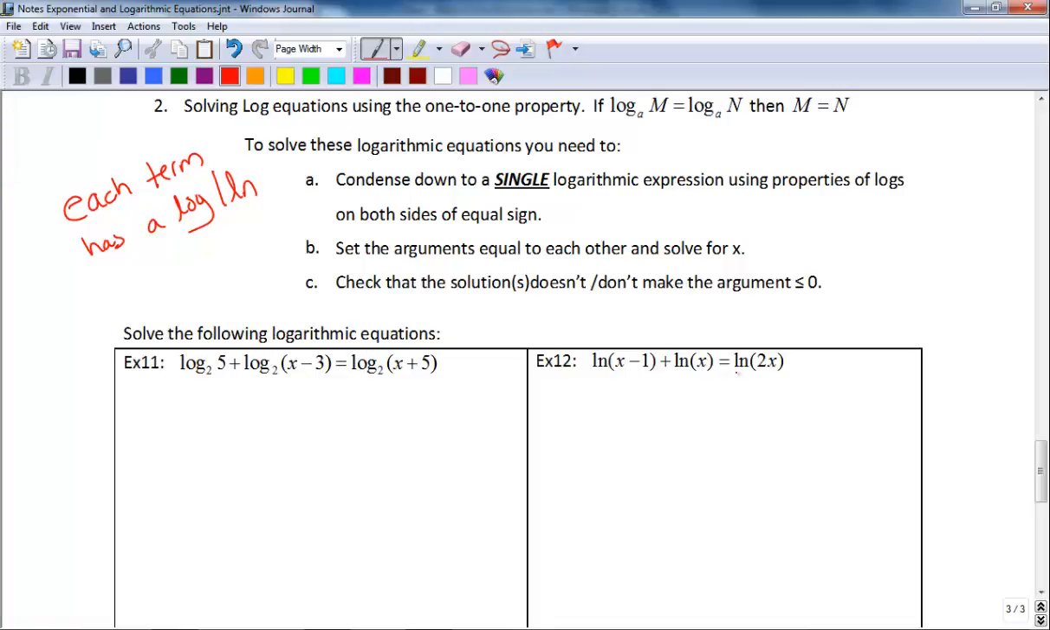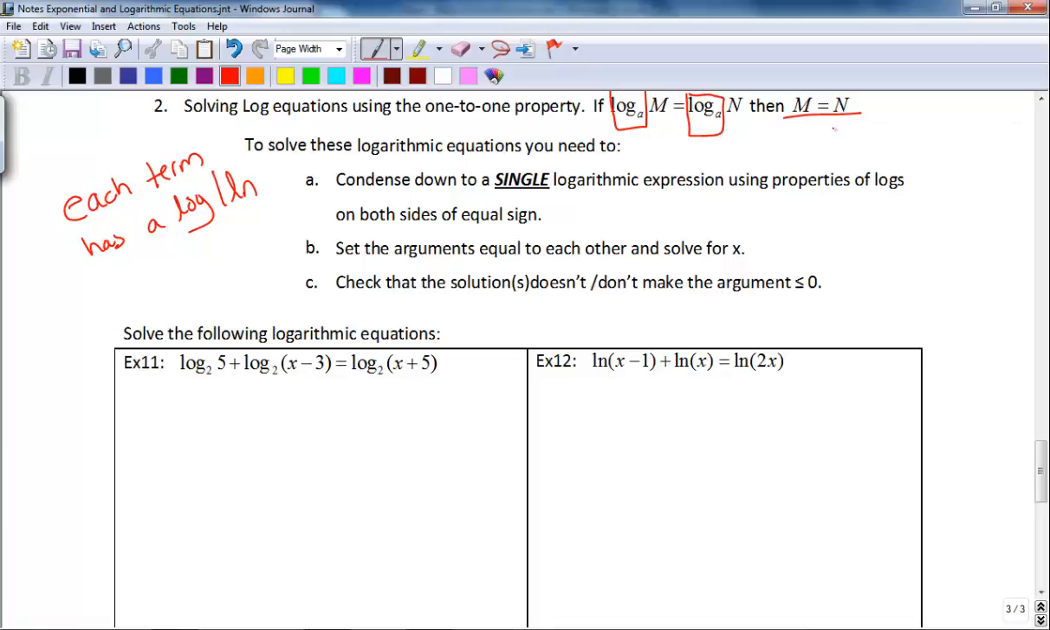Well, how do you solve these? Well, we're going to use the one-to-one property to solve them. The one-to-one property says if the log base a of m is equal to the log base a of n, then the arguments have to equal each other. It's kind of like when we got the bases the same in those exponentials, the exponents equal to each other. Well, here, if you end up with log base a on both sides, then the arguments have to equal each other.